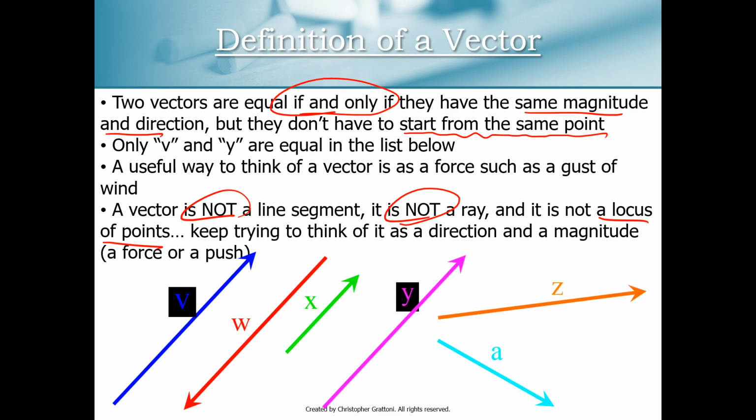So with the diagram I just showed you guys, the only two vectors down here that are equal are v and y, because these are the only two vectors that have the same direction and magnitude. The length of these two directed line segments is the same, and they're pointing in the same direction. Every other vector is related in some interesting way, like w is the opposite of v and y, x is a scalar multiple of v or y, z has the same magnitude but it's pointing in a different direction, and then a is just unrelated.